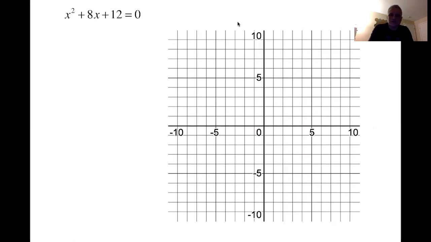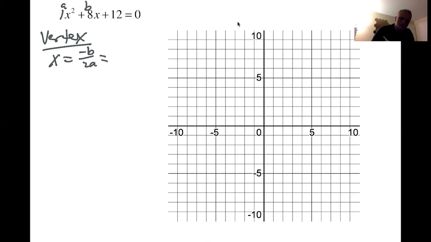We're going to graph this lovely parabola like we did in the previous notes. Step 1, let's find the vertex. Well, how do we do that? We're going to find the x-coordinate, which is going to be opposite of b over 2a. Don't forget that. My a is 1, my b is positive 8, my c is 12. So opposite of b, negative 8 over 2 times a, which is 2 times 1. Negative 8 over 2 is negative 4. That's my x-coordinate.